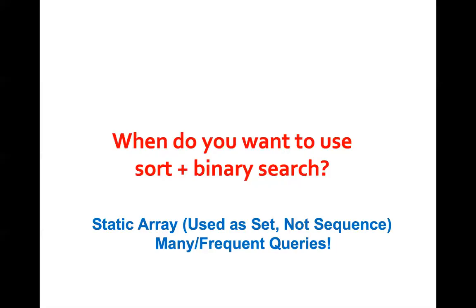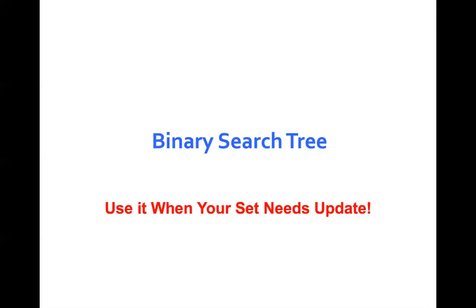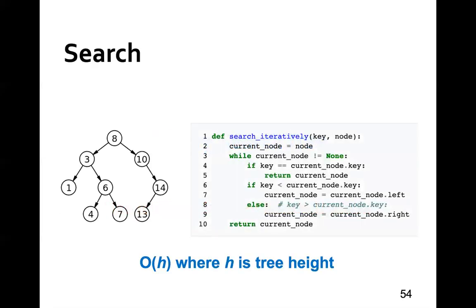If it's just one or two queries, n log n is 30n, so it's not worth it. Next, if we will frequently insert and delete keys, in that case we will use a binary search tree, because we will be updating. If you use just an array, when you insert something, you need to move everything larger than that towards the right. It's O(n). So only use it when your set needs updates. Otherwise, you just use an array.